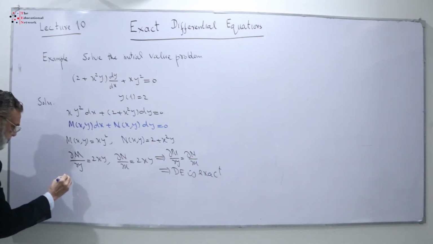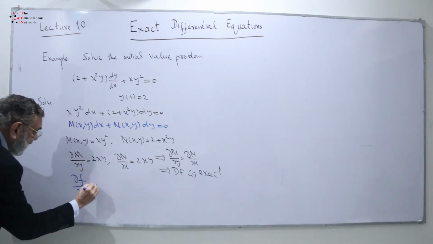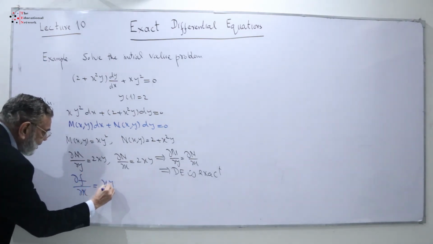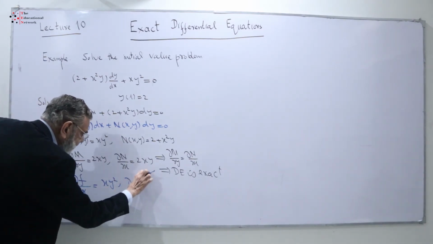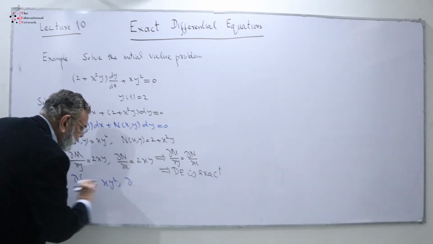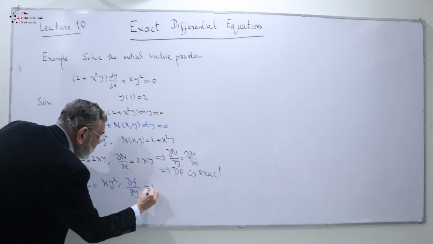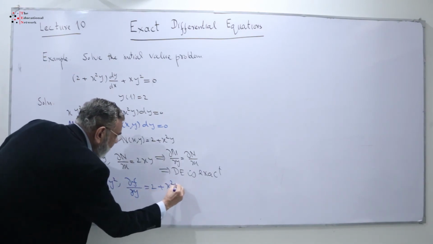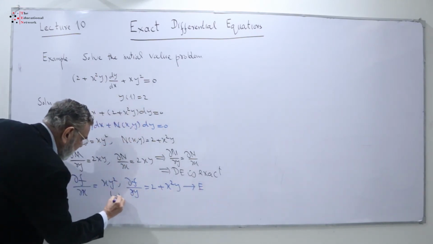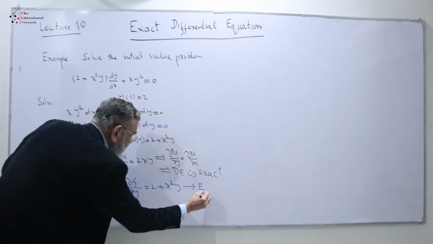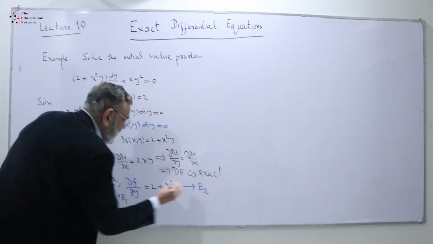With the exact differential equation, we can write the equations: partial f by partial x is equal to M(x,y), which is xy square, and partial f by partial y is equal to 2 plus x square y. So these are the set of equations, equation 1 and equation 2. This is my equation 1. That's my equation 2. We're going to solve equation 1 and equation 2 to get the value of f(x,y).